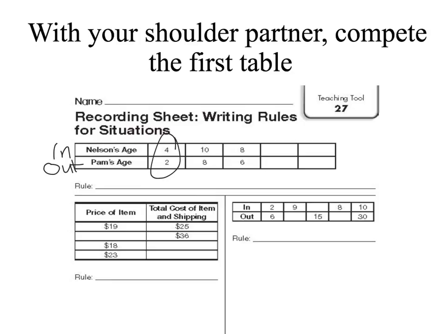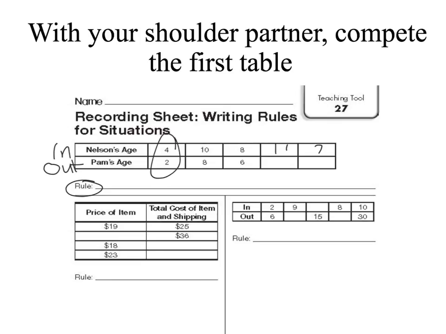So looking at Nelson's age. If Nelson is 4, then Pam's age is 2. If Nelson's age is 10, then Pam's age is 8. If Nelson's age is 8, then Pam's age is 6. I want you to try and fill in the rest of the table using Nelson's age at 11 and Nelson's age at 7. Tell me what Pam's age is. And then you need to fill in the rule.